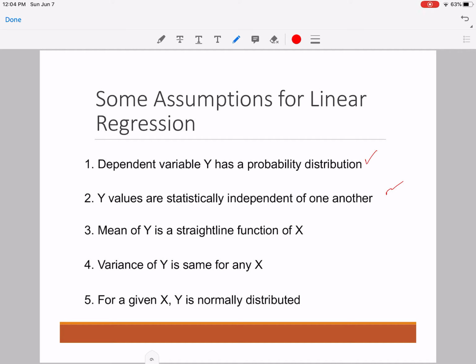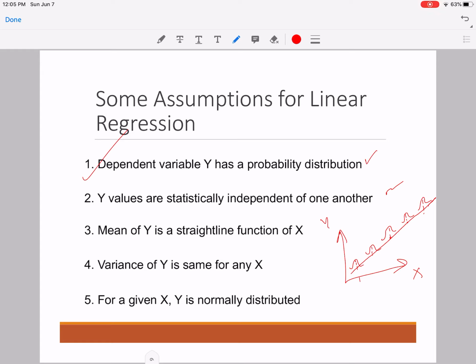The mean of y is a straight line function of x. So you have x on the x-axis and you have y. So y is going to have a certain distribution, following assumption number 1, for different values of x. What point number 3 is telling you here is that the mean of y is going to be lying on a straight line for different values of x. So the mean of y is a straight line function of x.